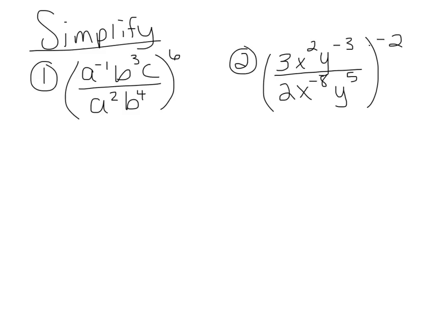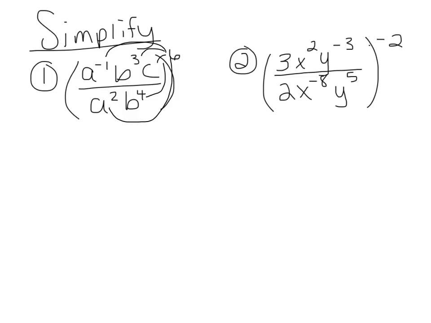Alright, so in these problems, you notice it looks kind of similar to what we did the day before, but the only thing that's different here is we have an exponent on the outside of the parentheses, the 6. Just like what we learned before, whenever we have parentheses on the outside, we're going to distribute it to everything. So that's what I'm going to do first. I'm going to distribute that 6 to everything, including the variables on the bottom.